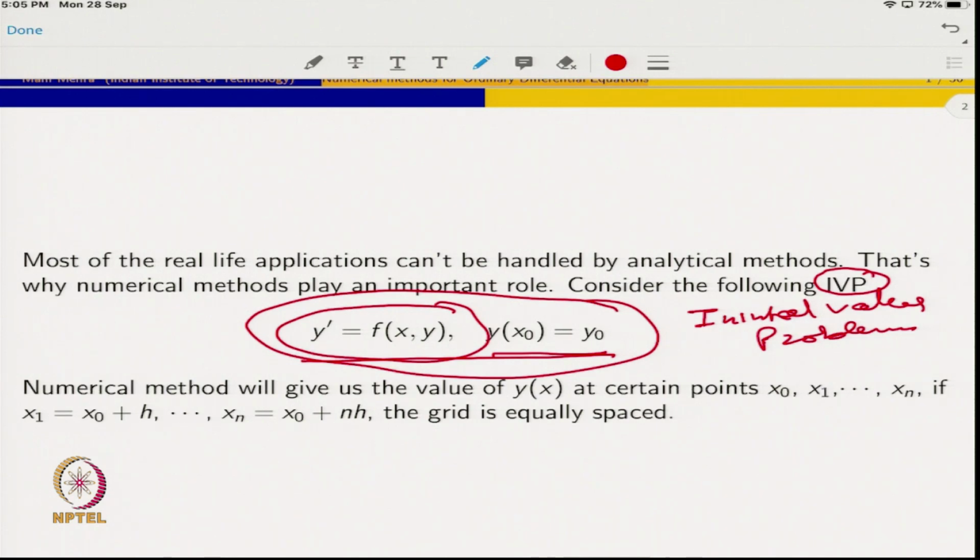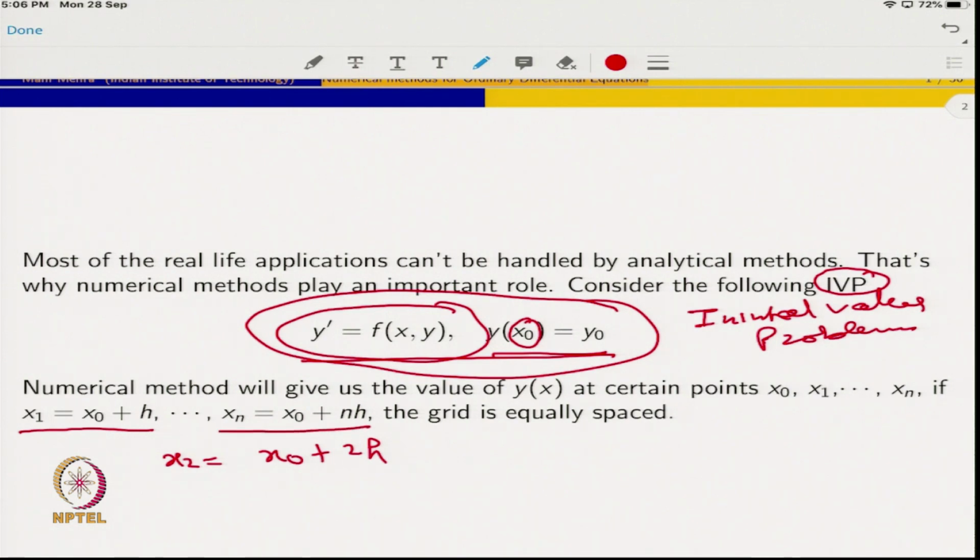Okay. So, now we are considering the following initial value problem. What we do initially is discretize, because the initial point is given to us, x0 is the initial point. From x0 we have to find the solution at x1, which is at x0 plus h, and then we have to find a solution at x2, which is again x0 plus 2h, and xn is x0 plus nh.